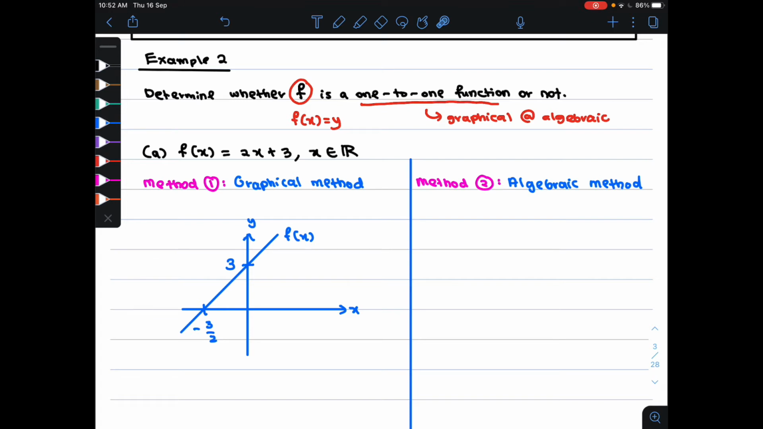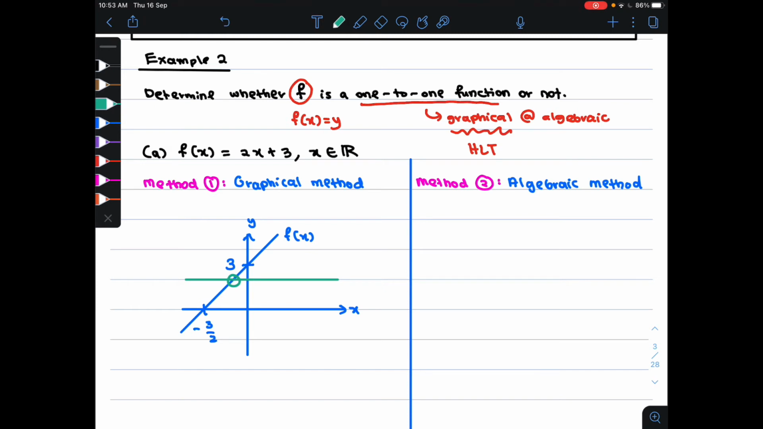So, nanti-nanti kat bawah ni, Miss akan ajar kamu macam mana kamu nak lukis graph. But for this one, kamu tengok saja dulu. So, this is the graph of y equal to 2x plus 3. If you want to use graphical method, this means that you need to use horizontal line test. So, just draw any horizontal line that cuts your graph. Say that I draw the horizontal line here.